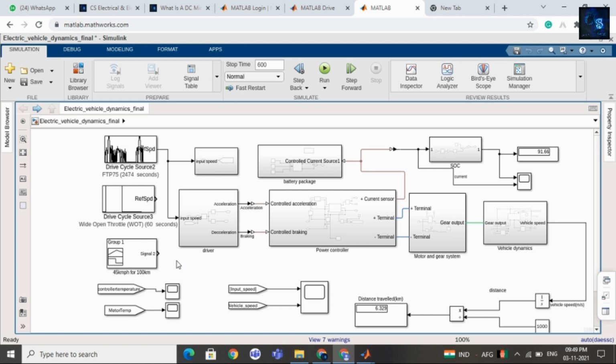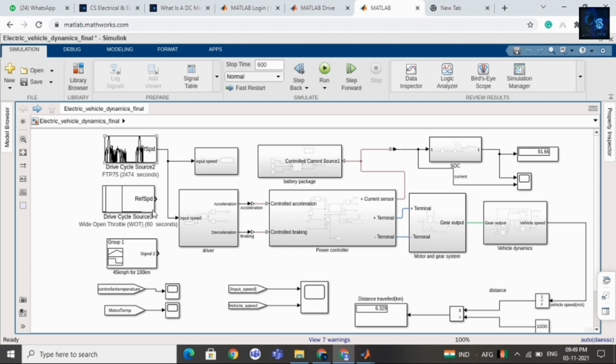Here you can see the user will have three options. The user can connect three input signals. The first one is the drive cycle source 1. If the user connects this to the input signal, then he will get a varying speed. The acceleration will be varying.